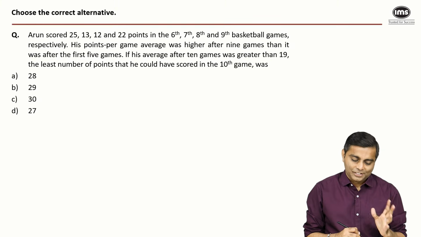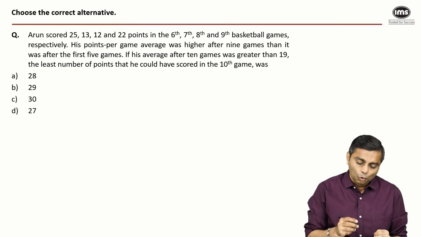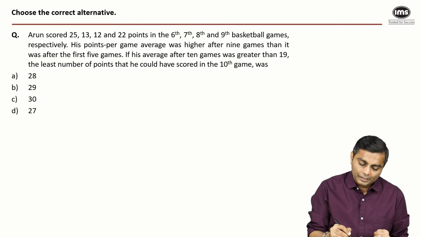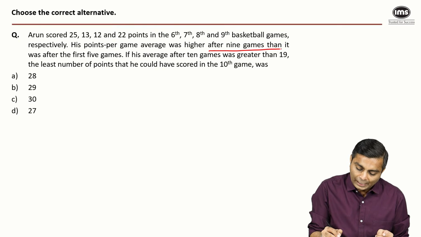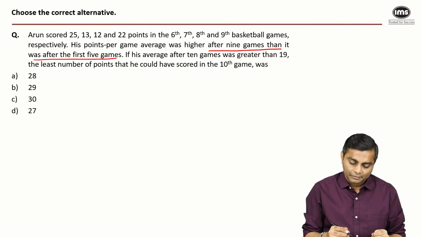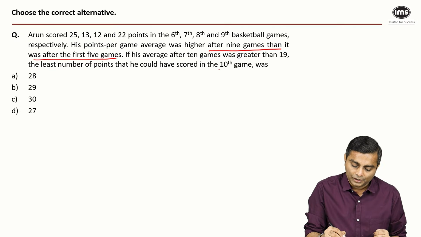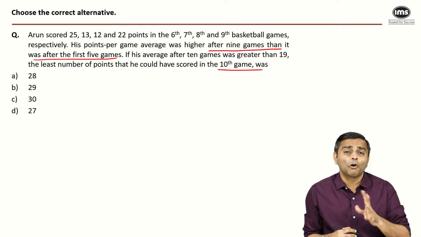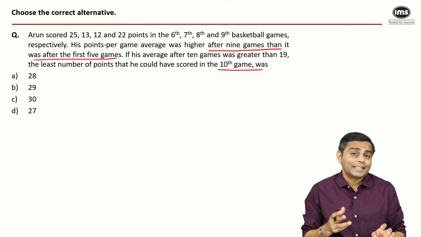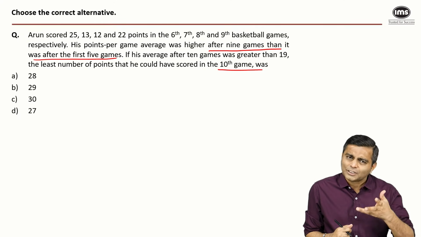Moving on to the next question. Next question is on inequalities. Arun scored some points in the 6th, 7th, 8th, 9th basketball games. Points per game average was higher after 9 than it was after the first 5 games. And there is one more condition given. Average after 10 games was greater than 19. The least number of points he could have scored in the 10th game? When I solved this, I actually thought there can be 2 correct options. We'll discuss how. Let's first start the question.